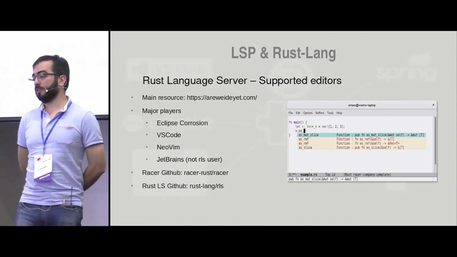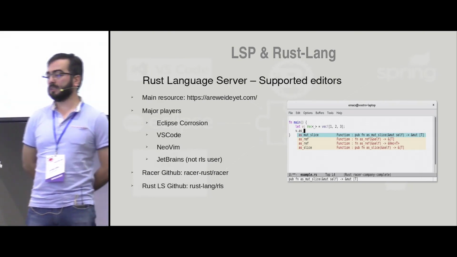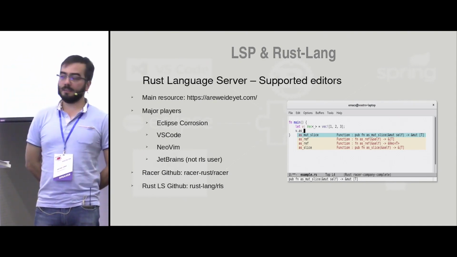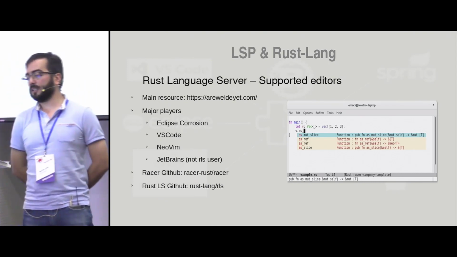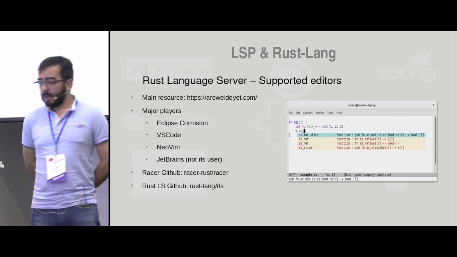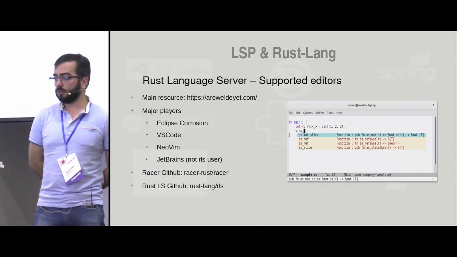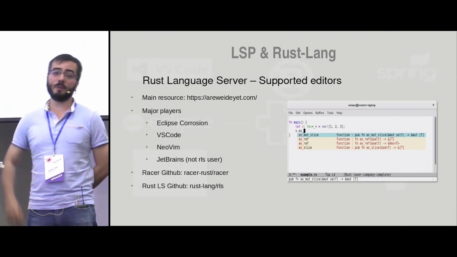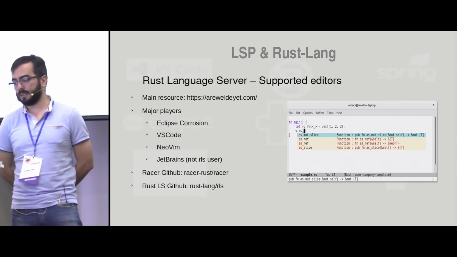My personal selection for the major players is Eclipse Corrosion, which provides support for Rust. VS Code also has a set of extensions. Vi also has fairly good support. It's my choice. And JetBrains are not Rust language server users, but they are implementing their own support for this language. So this was their decision. I flagged them here as not RLS users, but it's fair to mention them because they have a lot of users, and it's a major player, absolutely.